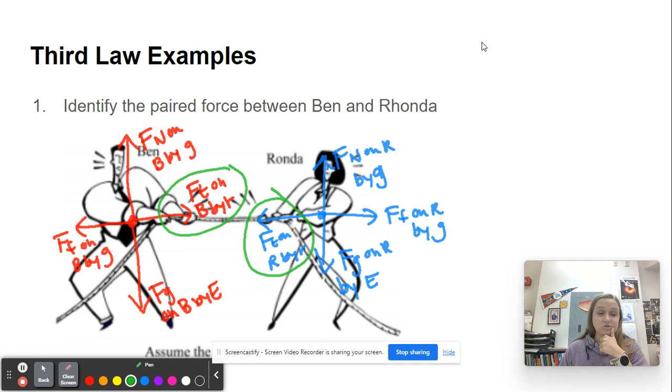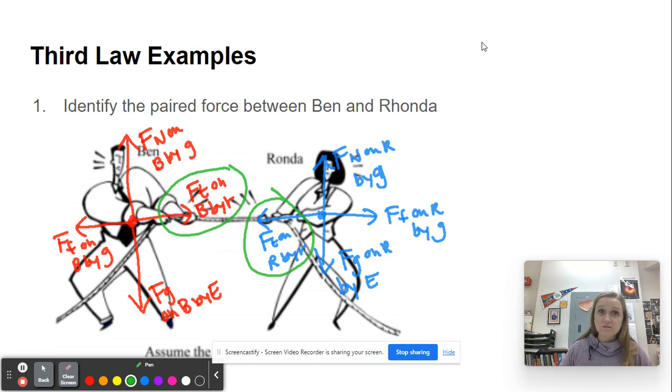Are they pointing in opposite directions? One's pointing to the right, one's pointing to the left, yes. And are they the same size? The answer to this one is yes, because if we were to put a force sensor between the two of them and connect two force sensors and pull, you would actually get the exact same force. I would actually encourage you to do that.